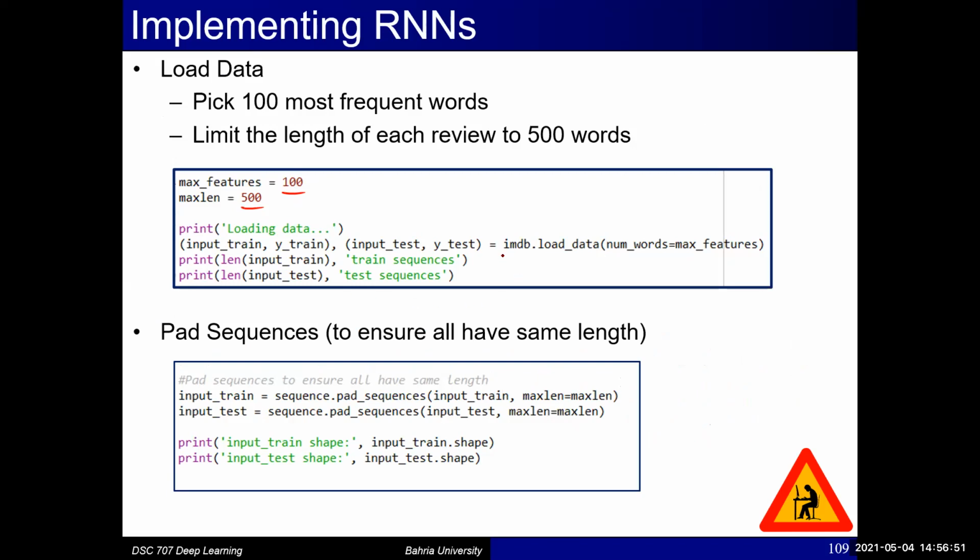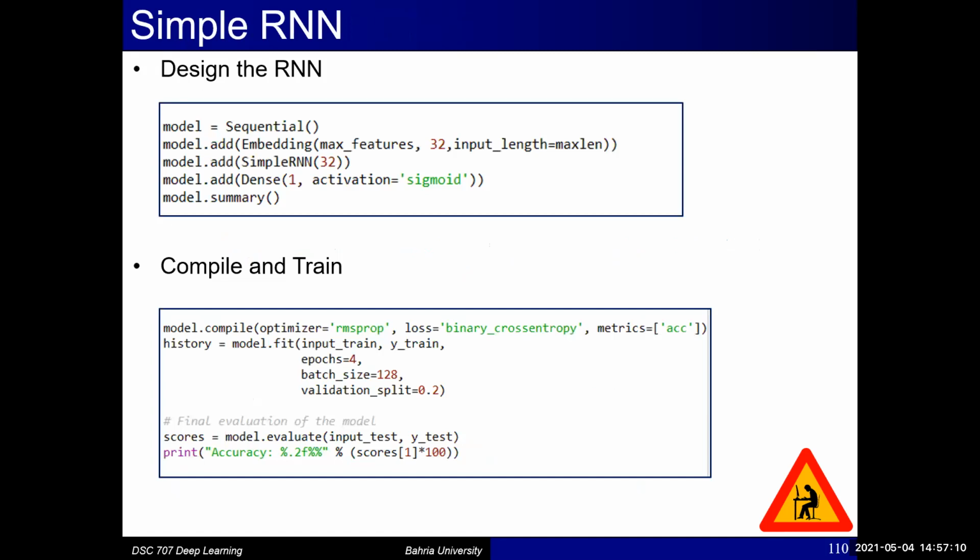This data set is available in TensorFlow, so you can just write imdb.load_data and it will automatically be loaded, just like MNIST. And then you see this function pad_sequences. The maximum length was 500, so anything greater than 500 is truncated, and anything less than 500 is padded with zeros.